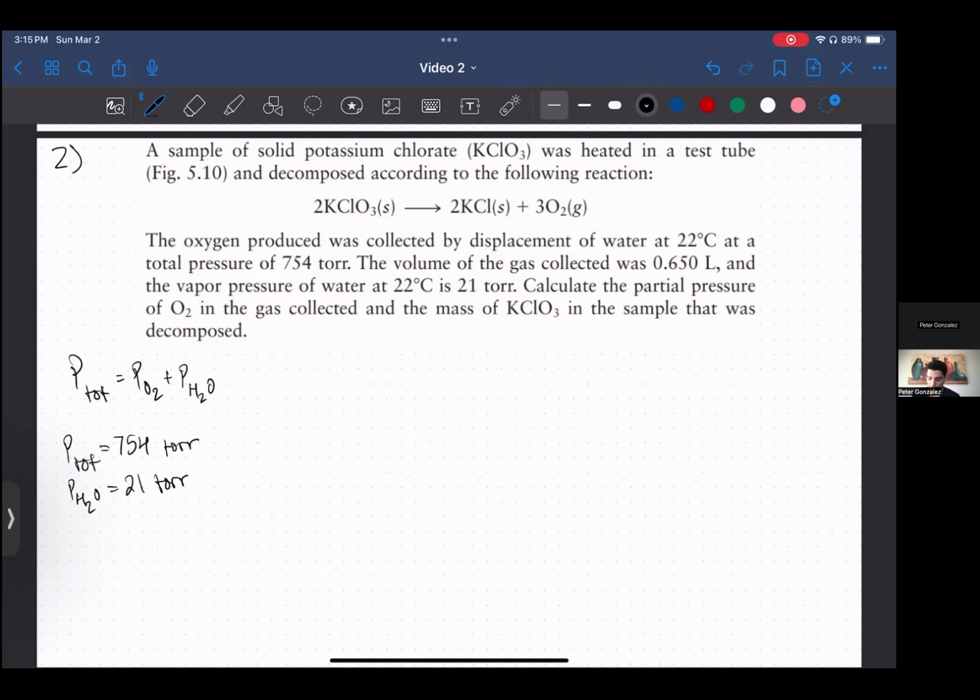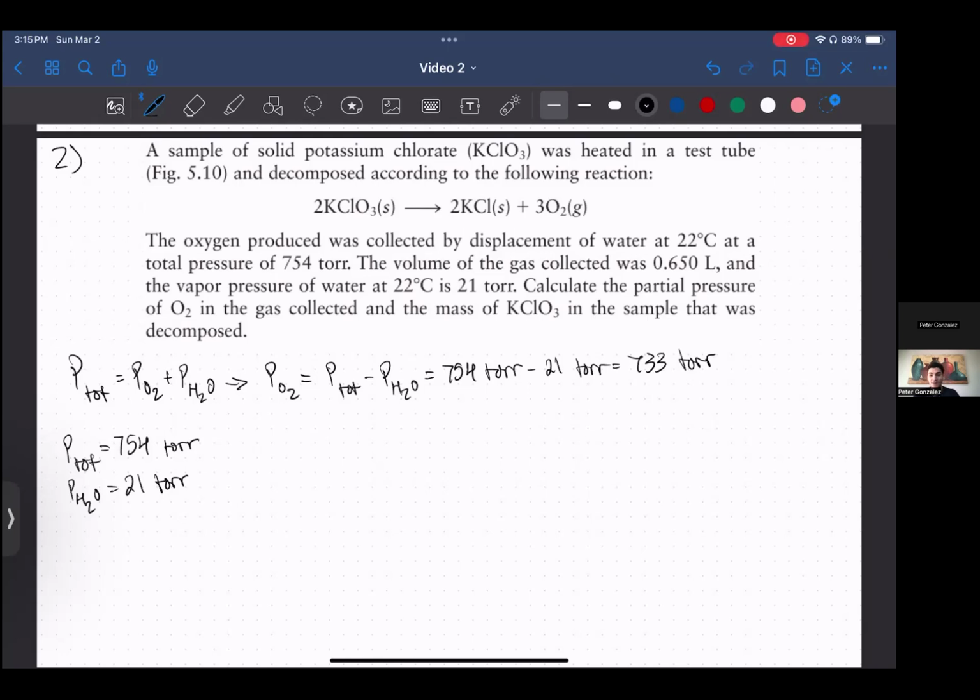So with that, we just really need to figure out what the pressure of the oxygen is, and that's the most important thing here. So the pressure of the O2 would be equal to the pressure total in the system minus the pressure of the water we have. So if you take 754 torr and subtract 21 torr, we're going to get 733 torr.